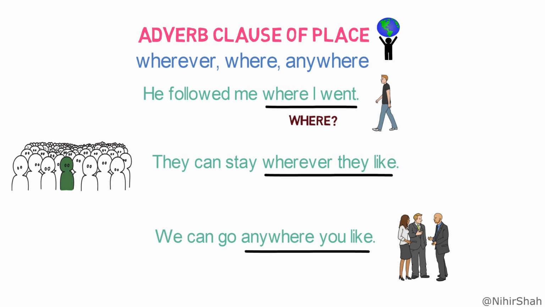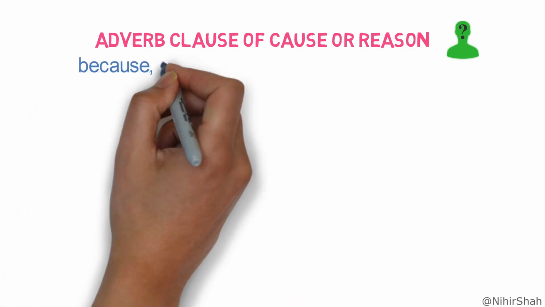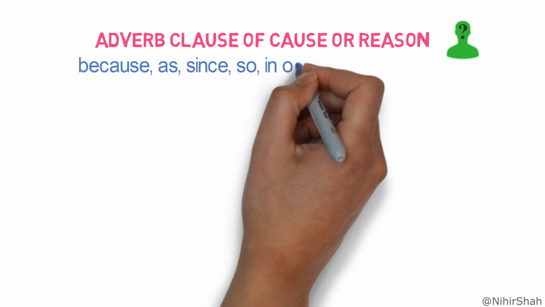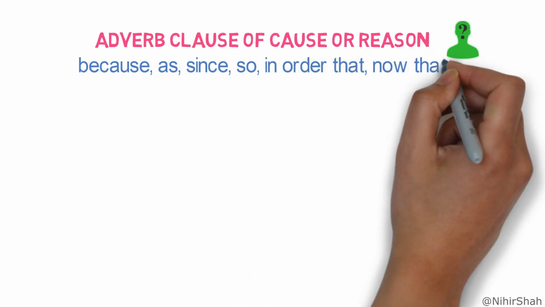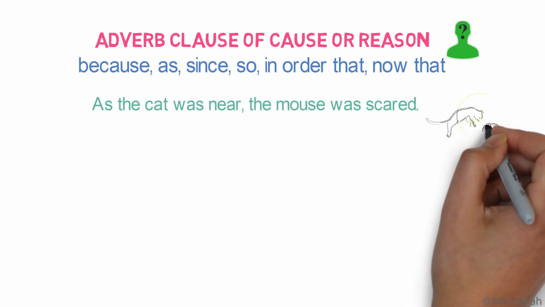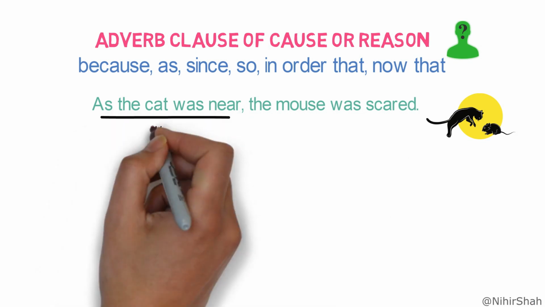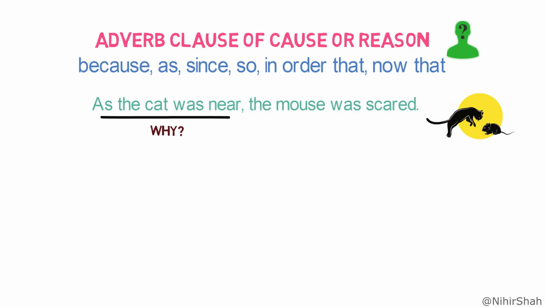Let's look into the next type of adverb clause, adverb clause of reason. The common subordinating conjunctions are because, as, since, so, in order that, now that. Let's look into examples of them. As the cat was near, the mouse was scared. Here, the adverb clause as the cat was near is describing why the mouse was scared. So, it's an adverb clause of reason.